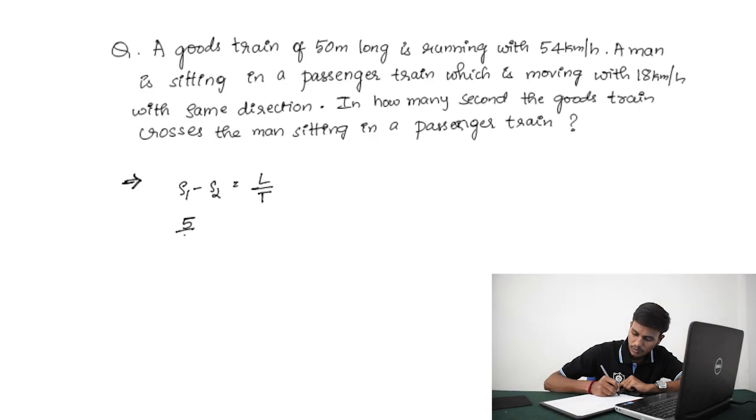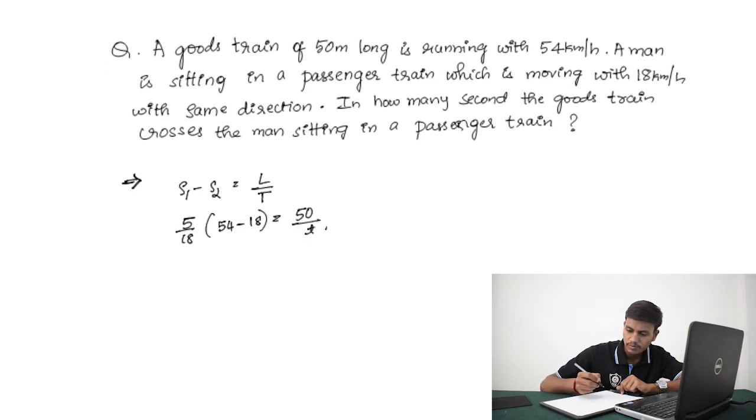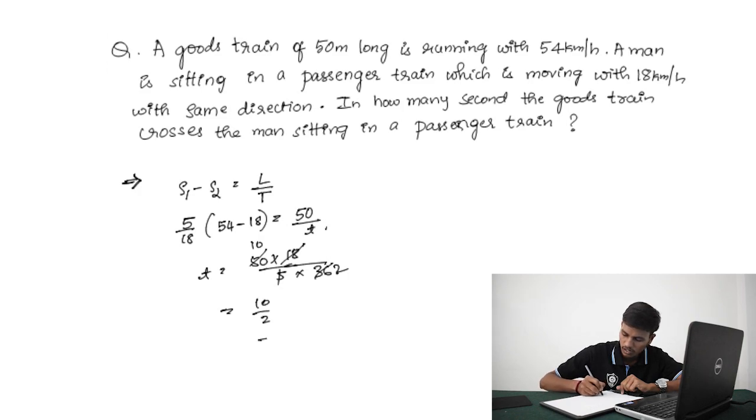We have 5 by 18 to convert into meter per second, and we have (54 minus 18) is equal to 50 meter long, and 50 divided by time. So on simplification we got 50 into 18 divided by 5, divided by 36. 2s are 5s are 10s, so 10 by 2, which is 5 seconds. Move on to the next question.